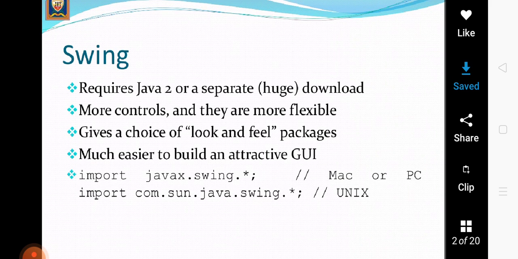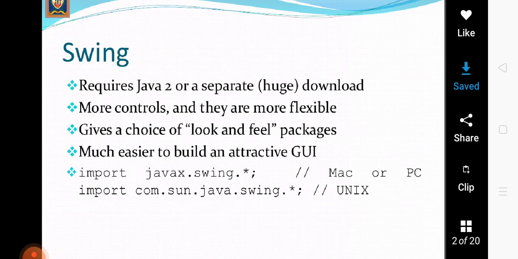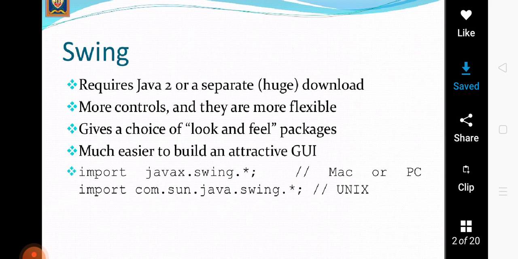So we will write import javax.swing.*. If you are using a Macintosh or a PC system, you will use javax.swing.*. And if you are using the Unix operating system, then you will write import com.sun.java.swing.*. So these are the import statements for the Swing package while using Mac or PC operating systems or Unix operating systems.